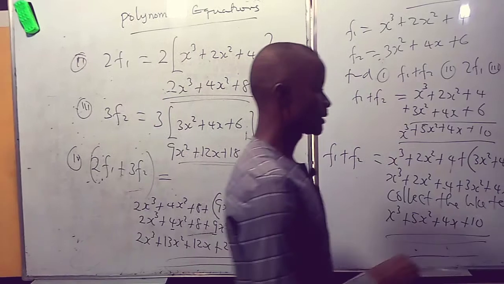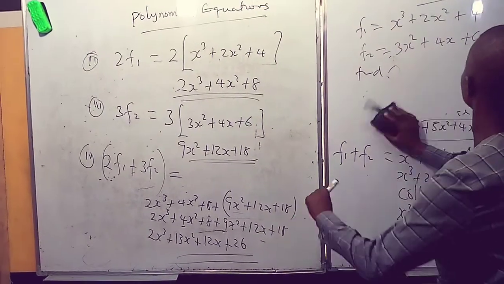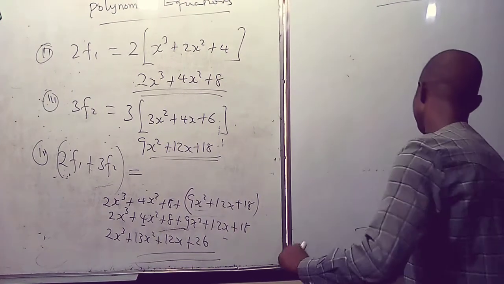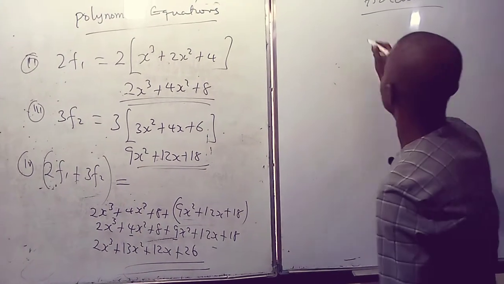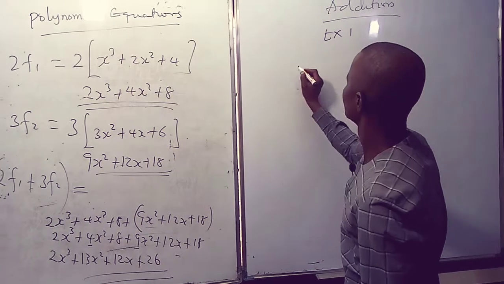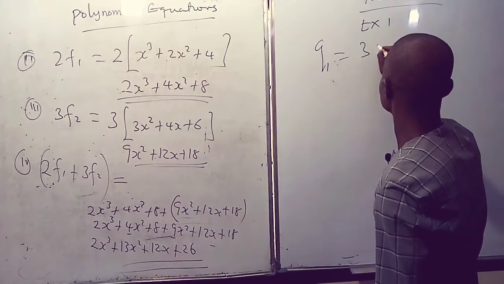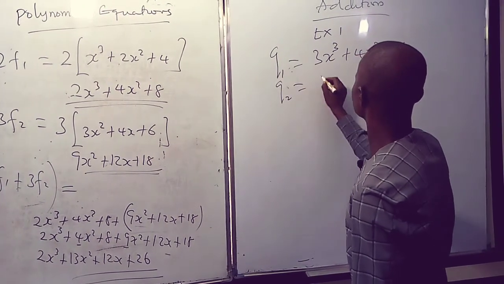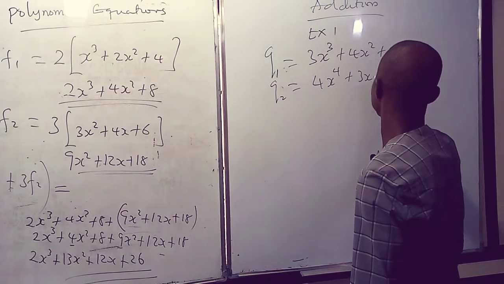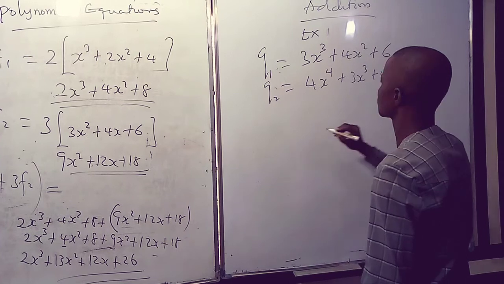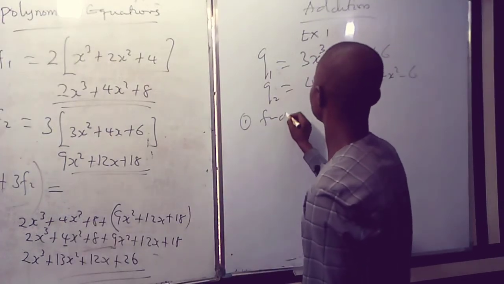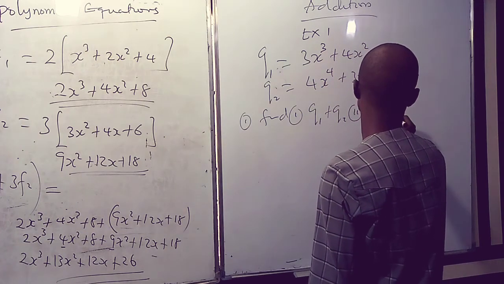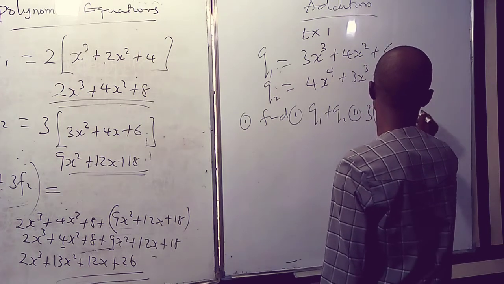Now let's try this exercise. That's exercise 1. We have Q1 equal to 3x power 3 plus 4x squared plus 6. Q2 is equal to 4x power 4 plus 3x power 3 plus 4x squared minus 6. Find 1, Q1 plus Q2. 2, 3 into Q1 plus 4 Q2.